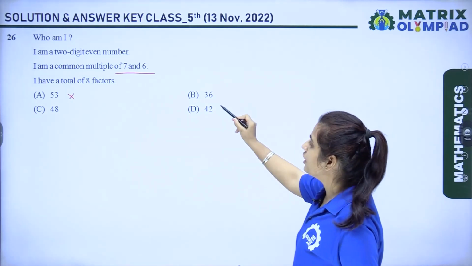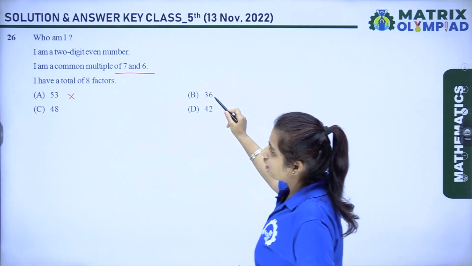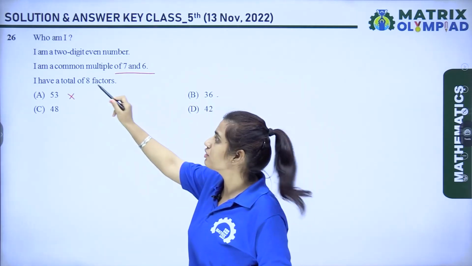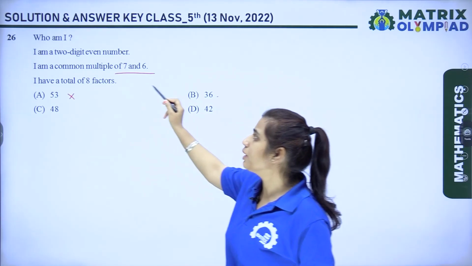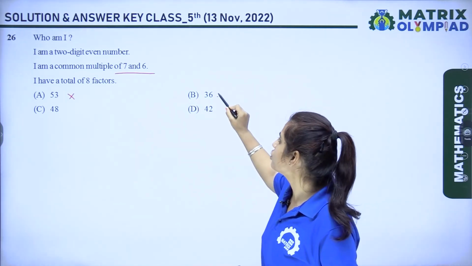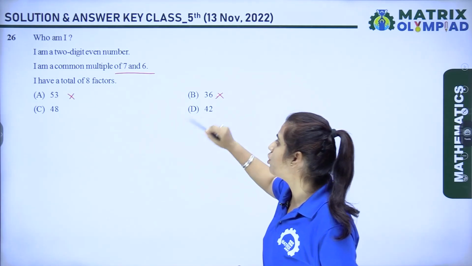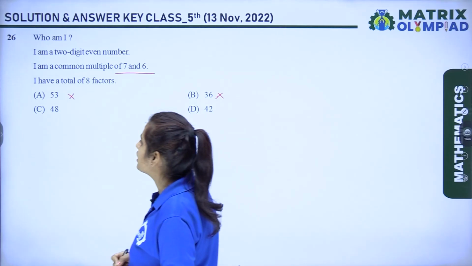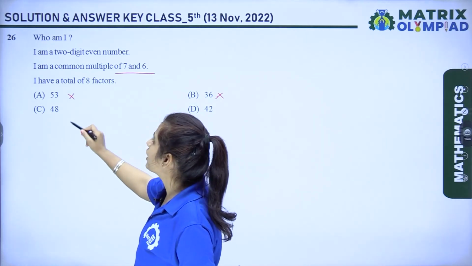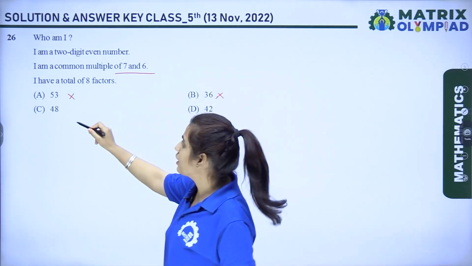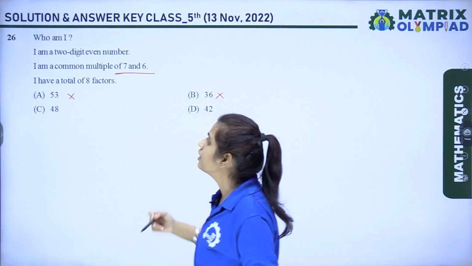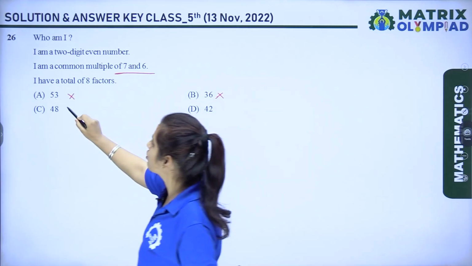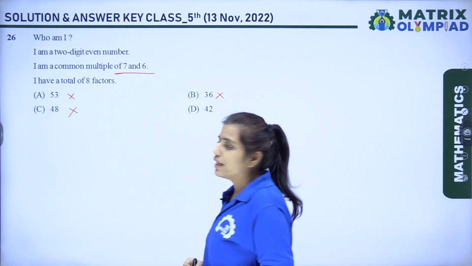Now option number B is 36. 36 is a two-digit even number. It is satisfying the first condition. Now the second condition is I am a common multiple of 7 and 6. So 36 is not the common multiple of 7 and 6. So option B is also incorrect. Now let's check option C, that is 48. 48 is a two-digit even number, but it is not satisfying the second hint, that is common multiple of 7 and 6. So here option C is also incorrect.